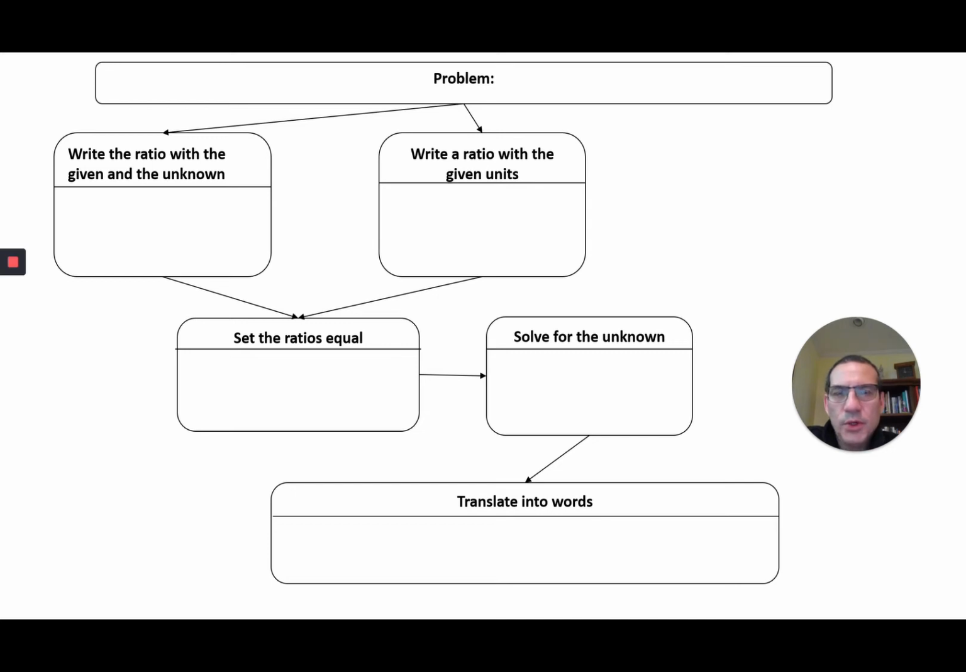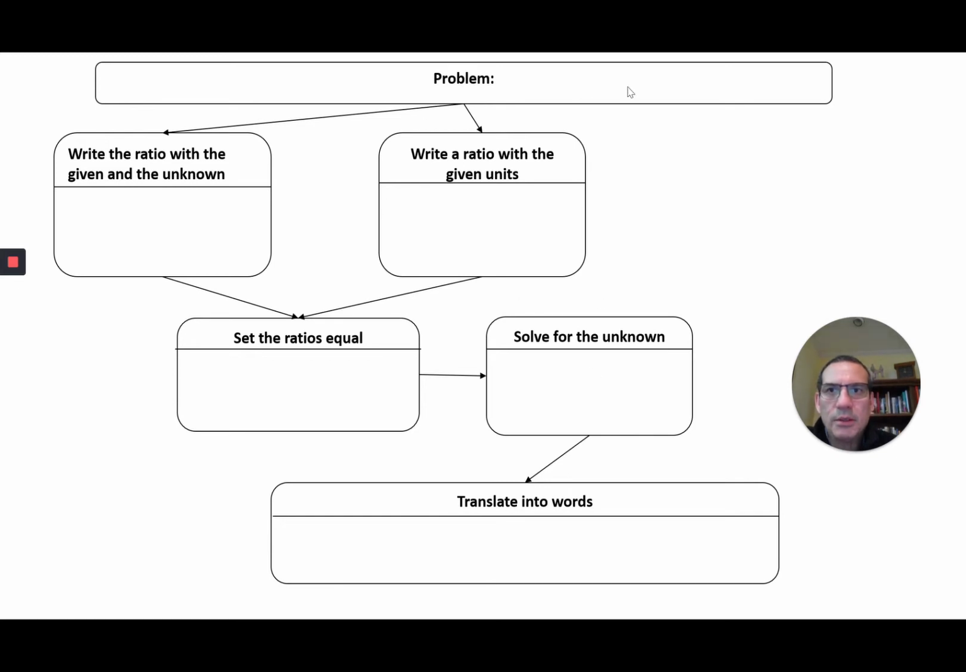Okay, in this video, we're going to do a map for converting measurement units. So something like moving ounces to pounds, or pounds to ounces, or kilometers to meters, or meters to feet, any type of conversion that is linear in nature.